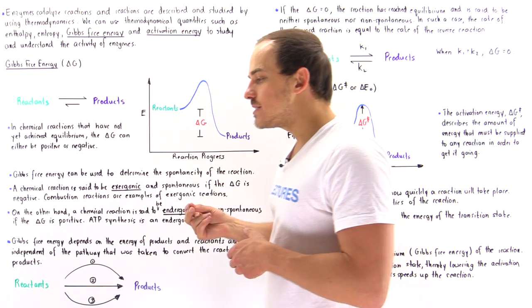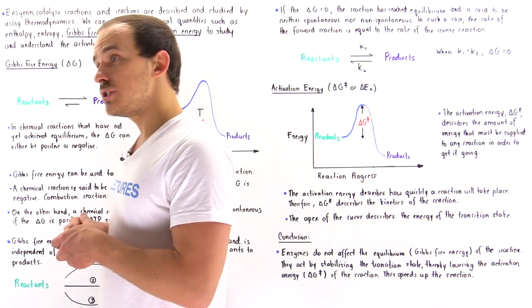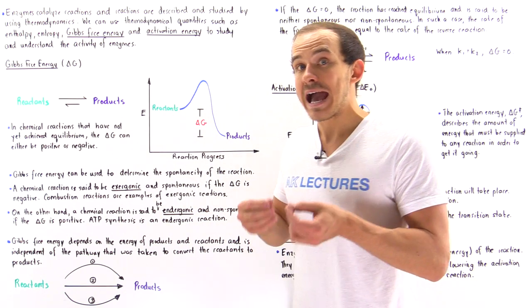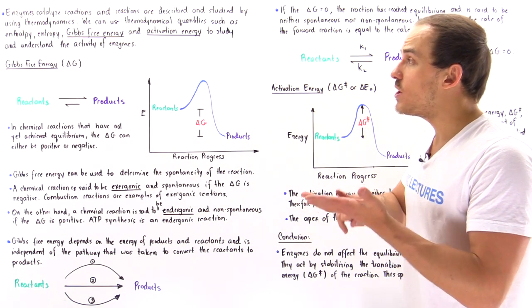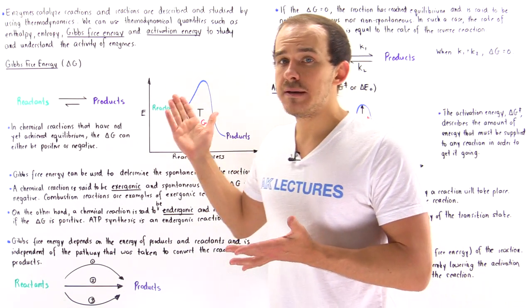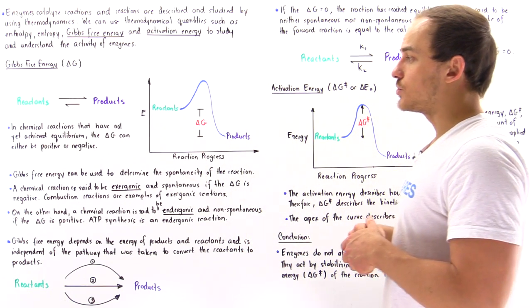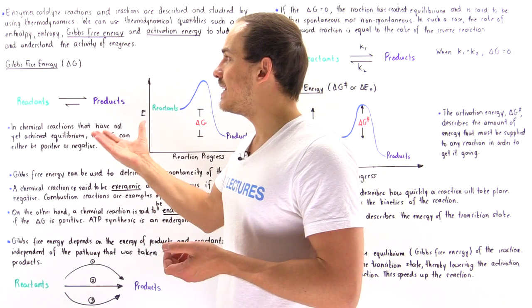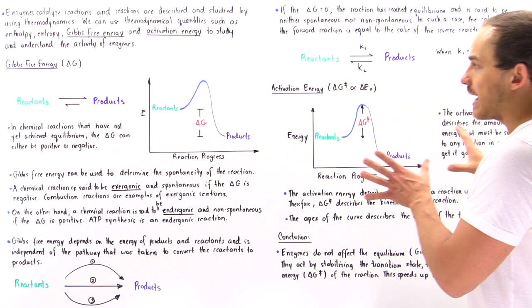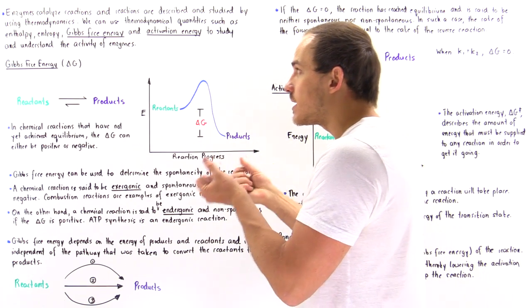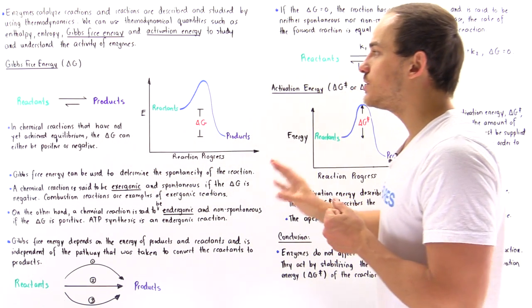Now, because enzymes act on chemical reactions, if we are to actually understand how enzymes behave and act on those chemical reactions, we also have to study the Gibbs free energy and the activation energy of that chemical reaction. So let's begin by discussing Gibbs free energy, then we'll look at activation energy, and we'll finish off with how the enzyme actually affects these two quantities.